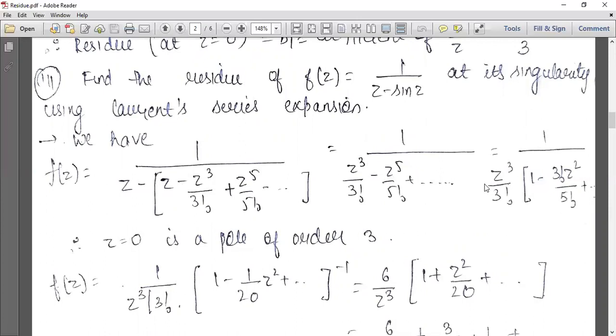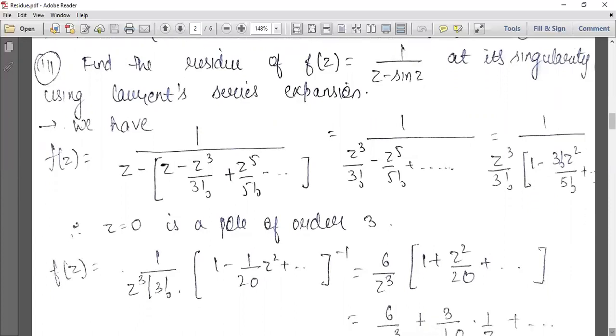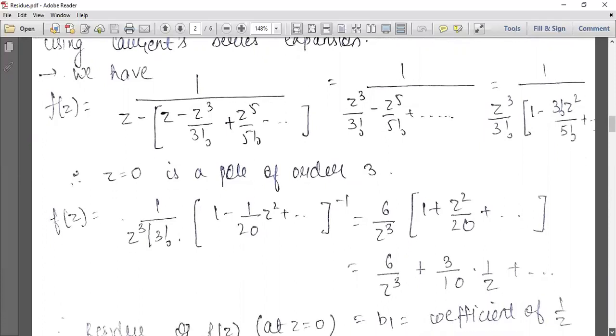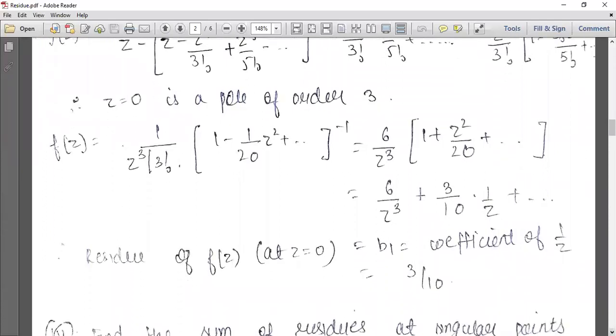To find the singularity, just put denominator equal to 0 and I will get z equal to 0 as the pole, and with z cube, this one will be of order 3. And further from here, I will have this. Now I can expand this using my binomial expansion. So I will have this. And the coefficient of 1 by z is 3 by 10. So my residue is 3 by 10.